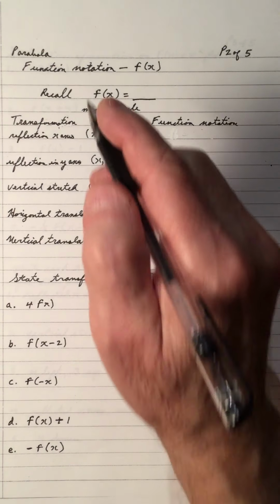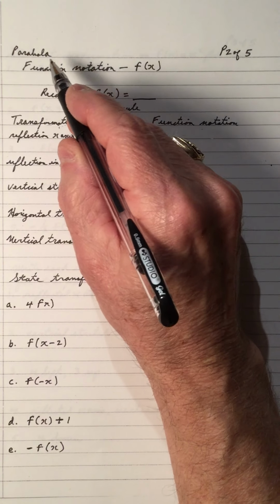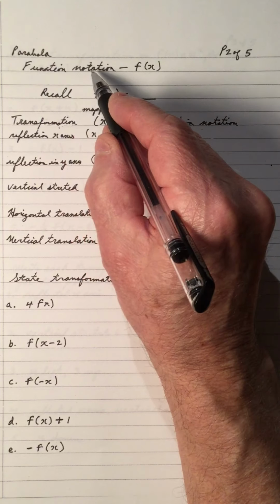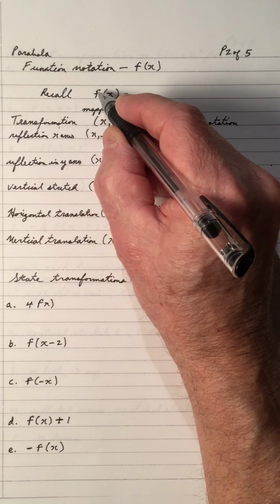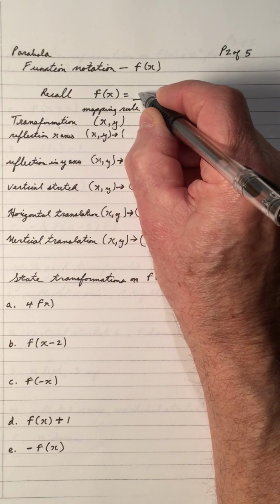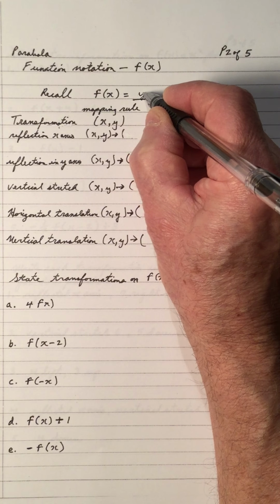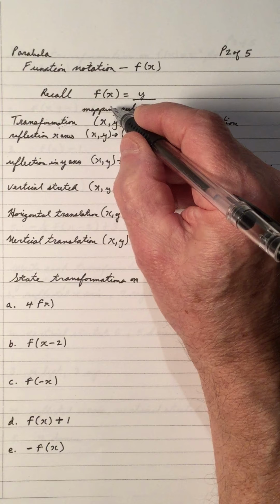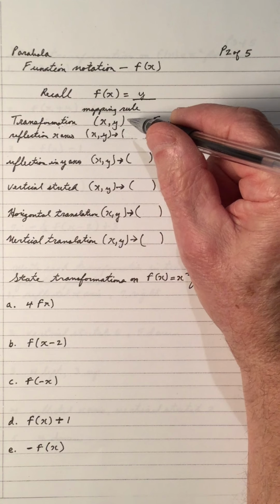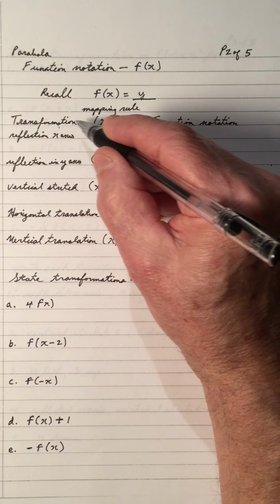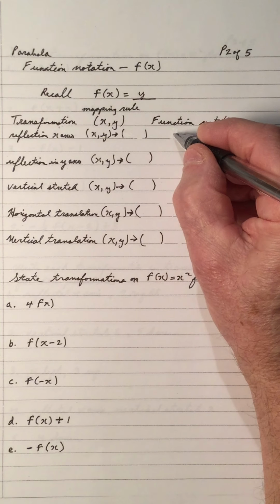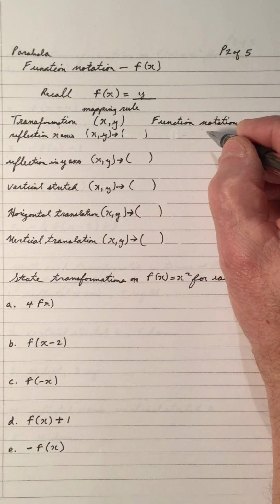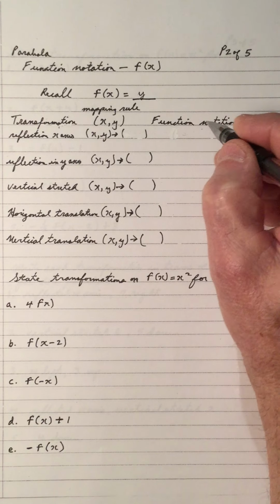We're talking about a quadratic function, which is the parabola, and the function notation is denoted by f of x. Recall, the f of x is really the y value in the equation. Let's go over the mapping rules. We're going to use the ordered pairs first, and then we're going to use the mapping rule with the function notation.